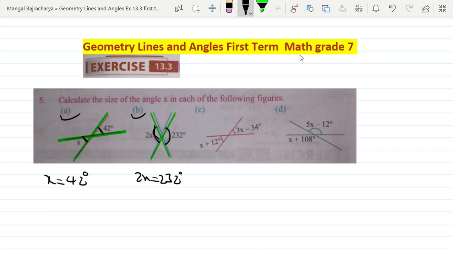After that we will apply the rules of algebra. Here 2 is getting multiplied with x, so we can send it down for dividing.